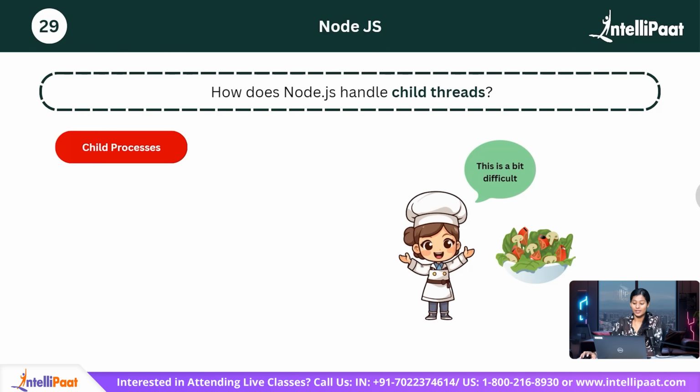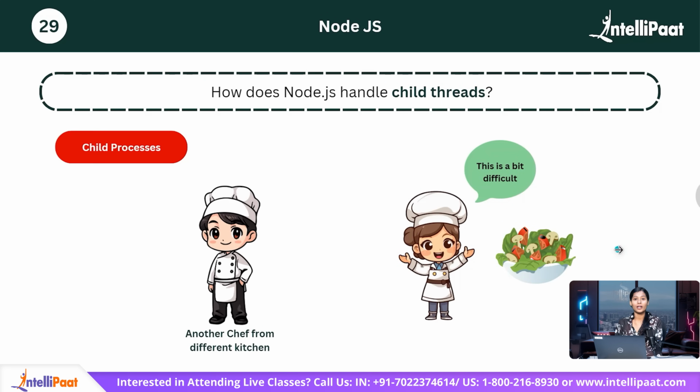Next, we have child processes. Now, coming back to our chef analogy, what if your chef gets a particular dish which is very hard to create? So even for your chef, it is difficult to create that particular dish. So your chef needs help from some other professional chef. So what do you do? You call the other professional chef from another kitchen or from another restaurant who will help you cook this particular dish. That is a child process.